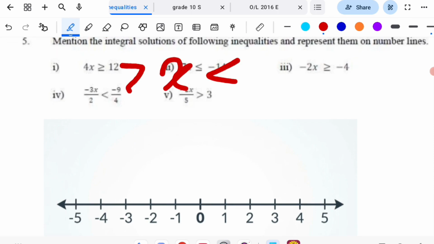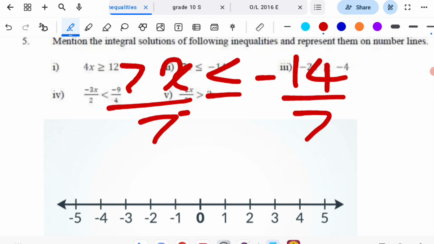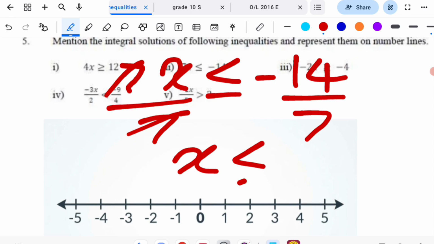Then part 2. 7x less than or equal to minus 14. We can divide by 7. x less than or equal to minus 14 divided by 7, minus 2. x less than or equal to minus 2. Then we can mark minus 2 and numbers less than minus 2 on the number line.